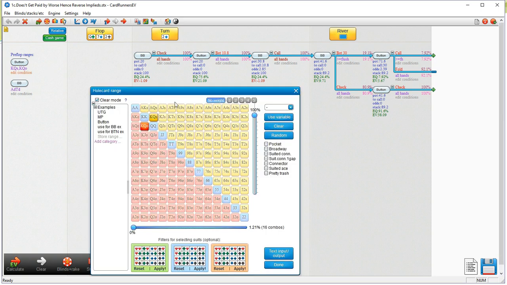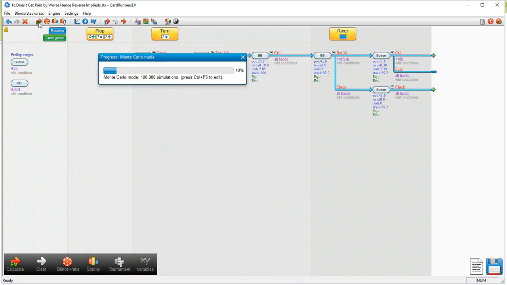We can make the effect of that slightly more severe by saying our opponent actually has something like ace deuce. So notice he has a full house or better 7.92% of the time. Let's now give him ace deuce instead. Let's run that.